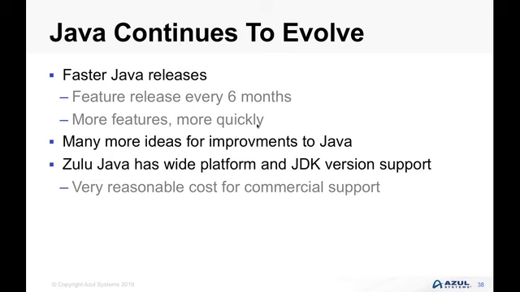So we have switched to this faster 6-month release cycle, and it does mean that we're actually getting to see lots more features more quickly than we did before, and that is a very noticeable effect in terms of what we're seeing with the individual JDKs.